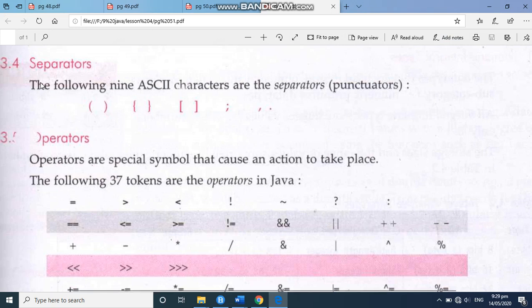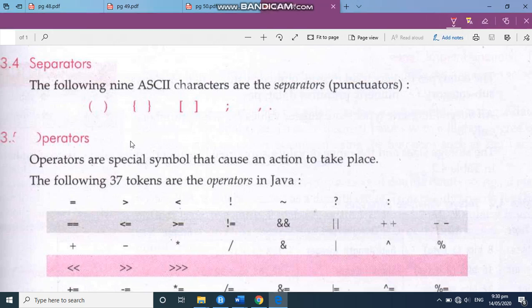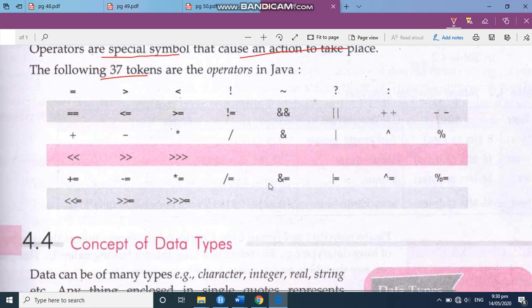The next token is separators. Separators will separate different parts in a program, and you have seen in your one or two programs that we use these curly brackets. So how many are they in number? You can count: 1, 2, 3, 4, 5, 6, 7, 8, 9. Okay, and then operators are the special symbols that cause an action to take place. So there are 37 tokens. So this is the table given, so they can ask you any example.